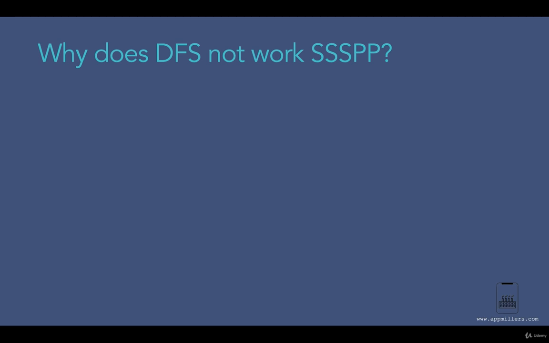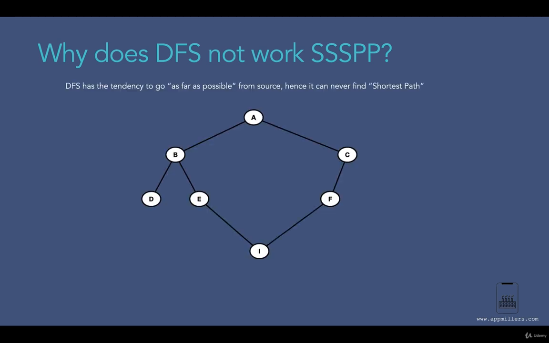Alright, in the previous video we learned why DFS does not work for a single source shortest path problem in case of a weighted graph. Now in this video we will look at why DFS does not work for a single source shortest path problem. In case of the DFS algorithm, DFS has a tendency to go as far as possible from the source. Hence, it can never find the shortest path.